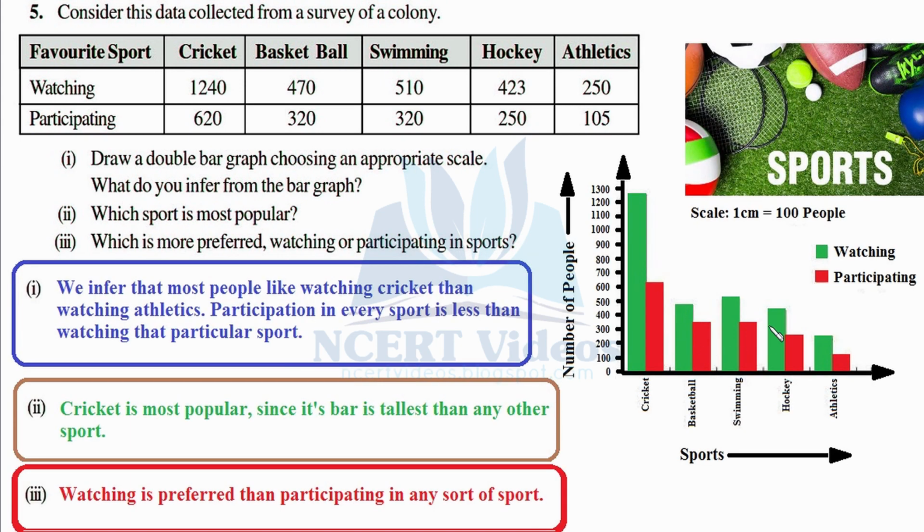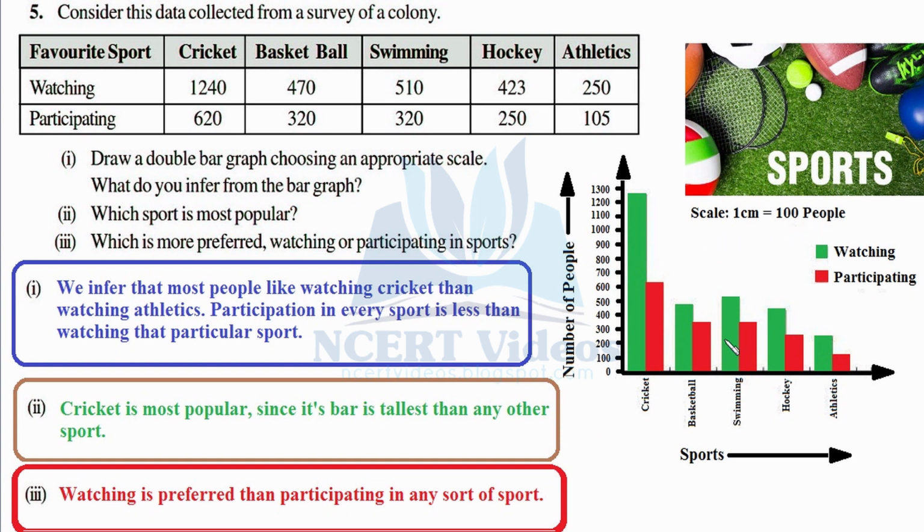This is the double bar graph. Here we have represented watching with green color and participating with red color. And the scale is again taken as 1 centimeter represents 100 people, because the people here range from 0 to 1300. Within this range, that's why we chose 1 centimeter equal to 100 people. You can take it as anything provided that it represents the data accurately and clearly.